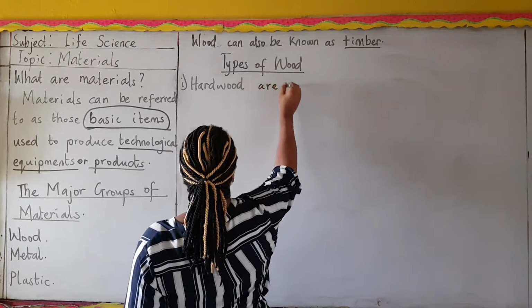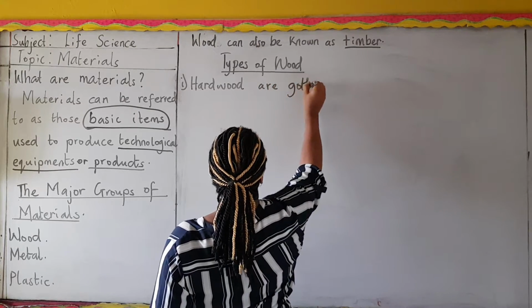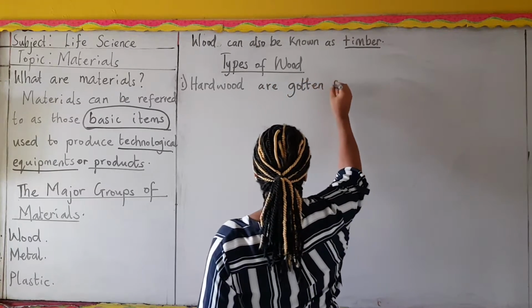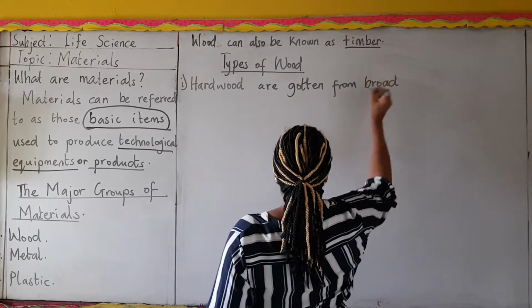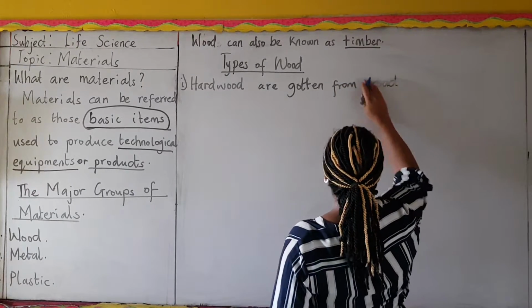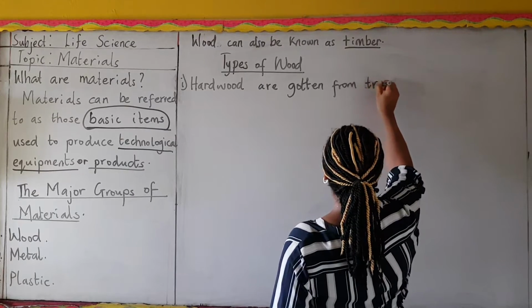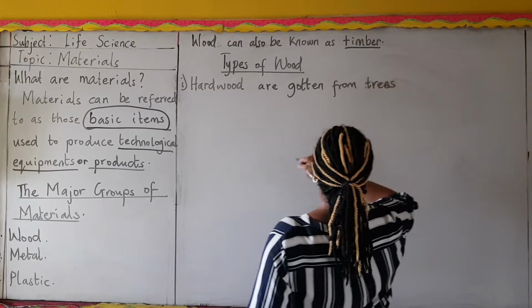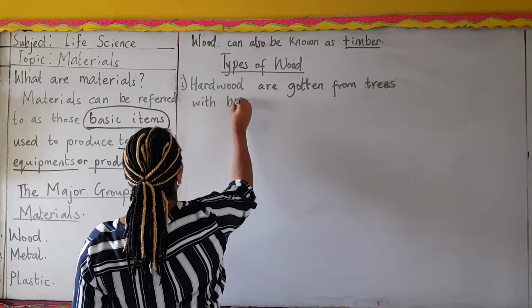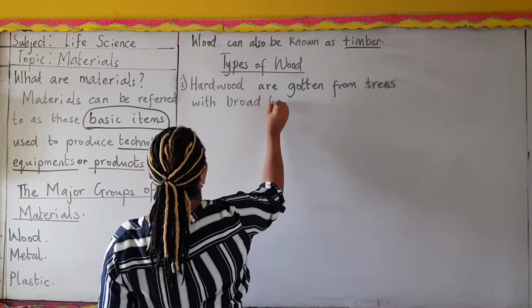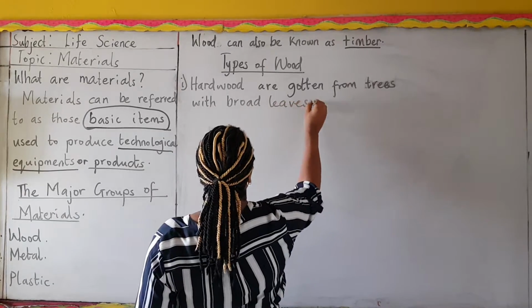Hardwoods are gotten from trees with broad leaves. Good. Full stop.